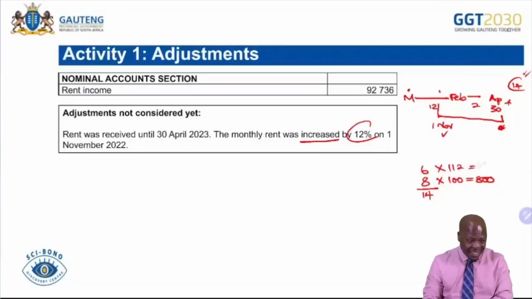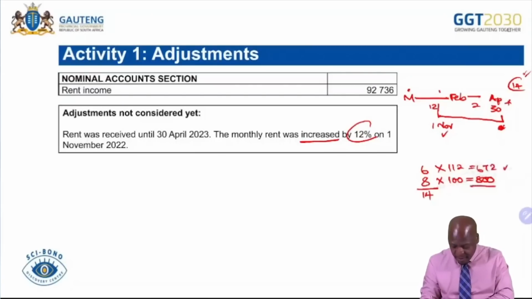Please grab your calculator. Let's punch this in. 6 by 112. How much does it give you? Thank you. It gives you 672. So you now say 672 plus 800, how much does it give you? Say it again. 1,472. This is what we have now.